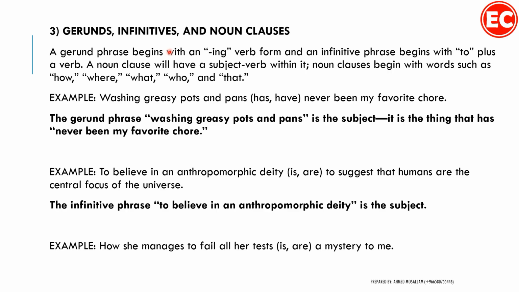Okay. For example, number 3: how she manages to fail all her tests. As you can see, she manages to fail all her tests. This is a normal sentence: subject, verb, and complete thought. But we added to it the word how. As we mentioned here, one of the 5 words that will change this sentence to be a noun clause. How she manages to fail all her tests. This is all called a noun clause, and it's always what? Singular. Okay?